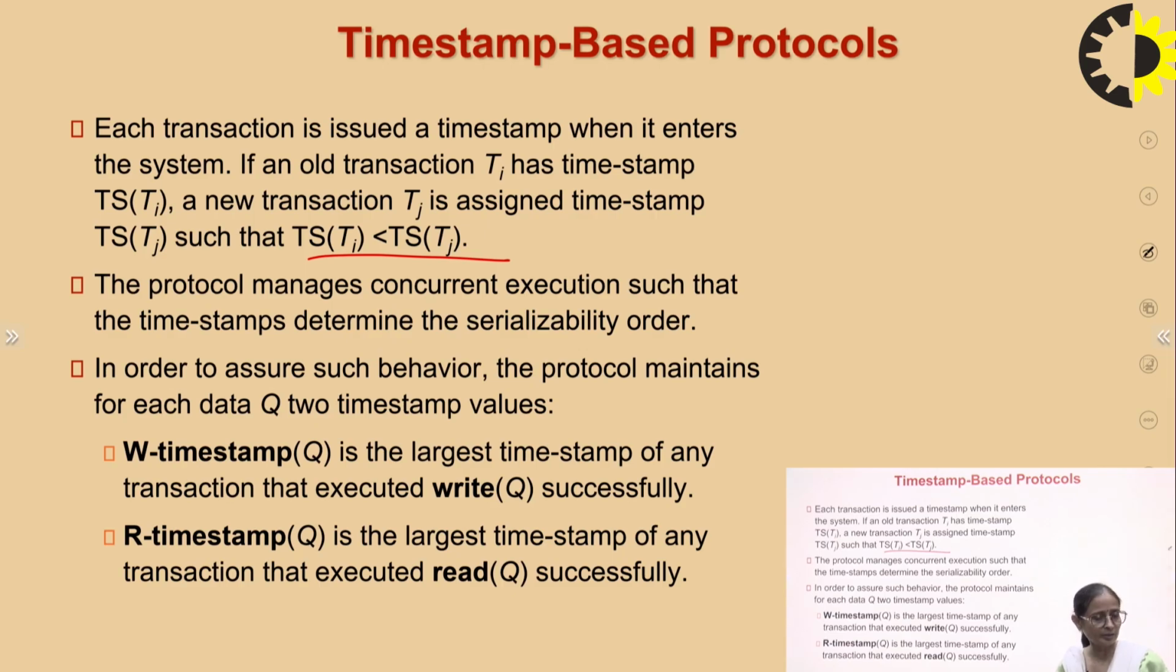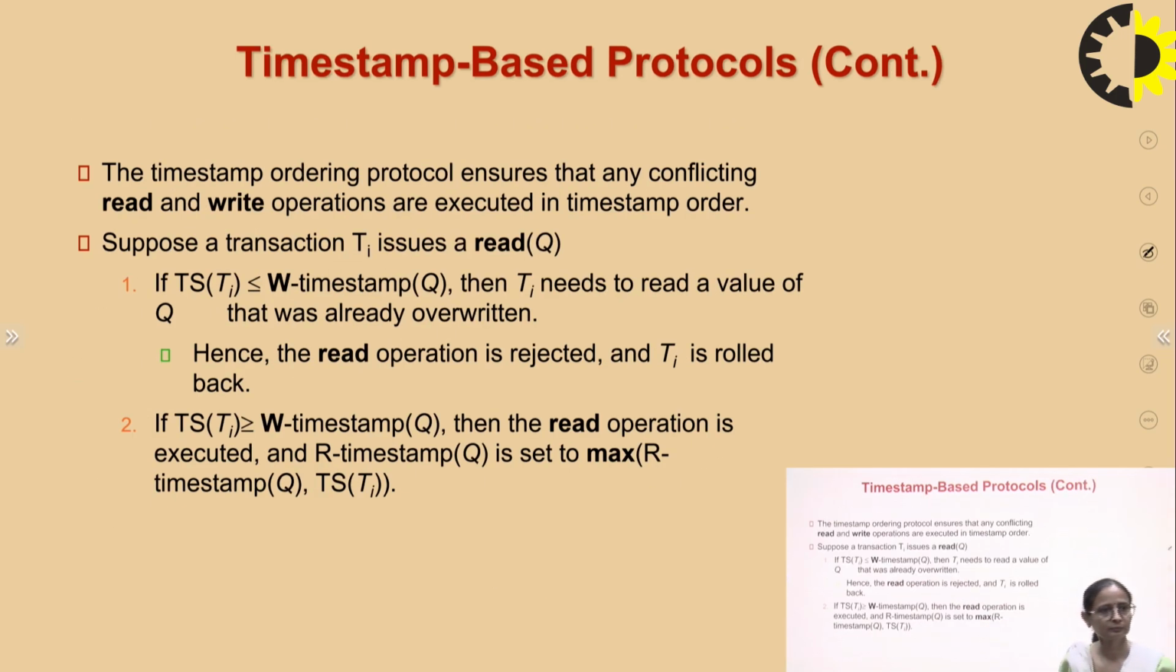In order to ensure serializability, the protocol maintains for each data item two timestamp values, W timestamp and R timestamp. W timestamp is the largest timestamp of any transaction that has executed write Q successfully. Similarly, R timestamp is the largest timestamp of any transaction that executed read Q successfully. What is the timestamp value? That is this value. So, what is the protocol? The timestamp ordering protocol ensures that any conflicting read and write operations are executed in timestamp order.